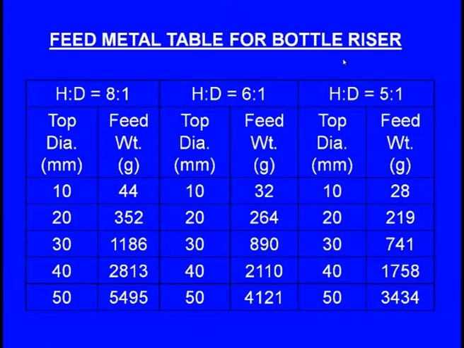Now, this is the feed metal table for the bottle riser in different cases, meaning when the H by D ratio is changing. These are the feed metal diameters in different cases. Here we can see H by D ratio is equal to 8:1.